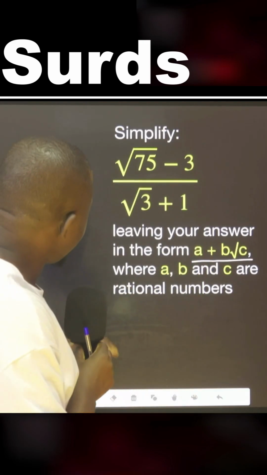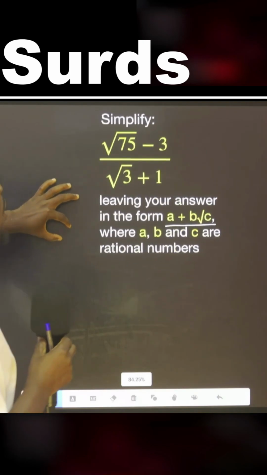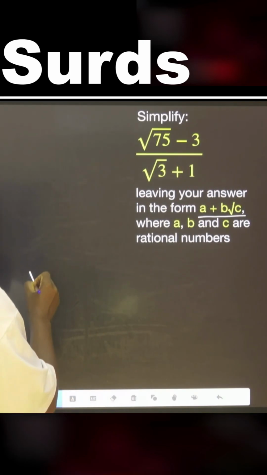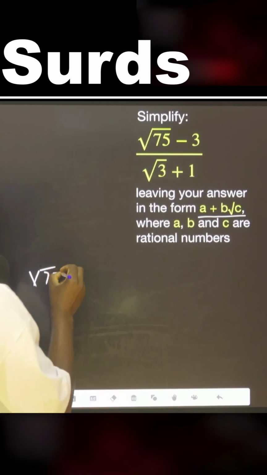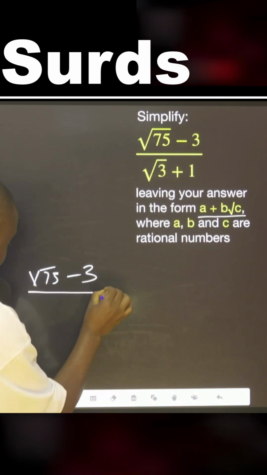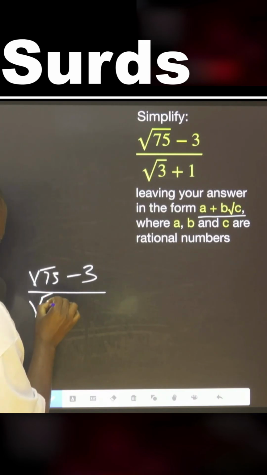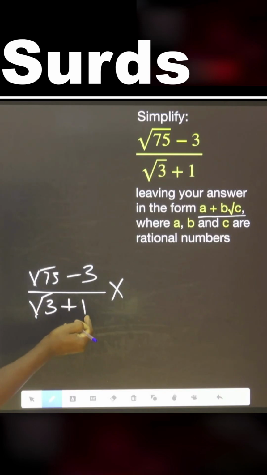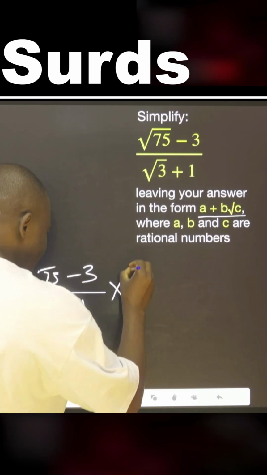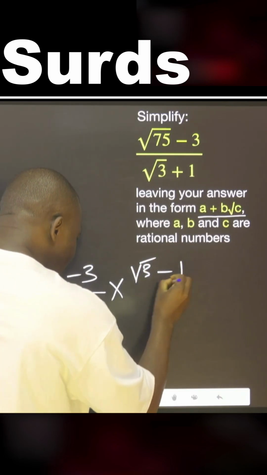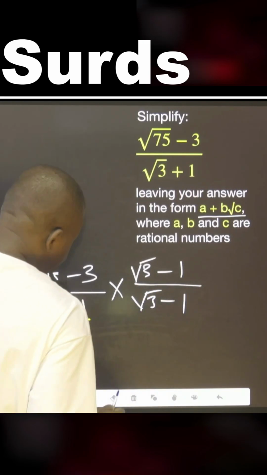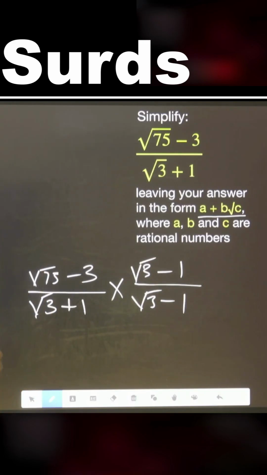Let's see. The first thing we must do is to always rationalize the denominator, okay? That is to say, the square root of 75 minus 3 all over square root of 3 plus 1. You multiply by the conjugate, that is the square root of 3 minus 1 all over the square root of 3 minus 1. Okay? This is a conjugate of this.